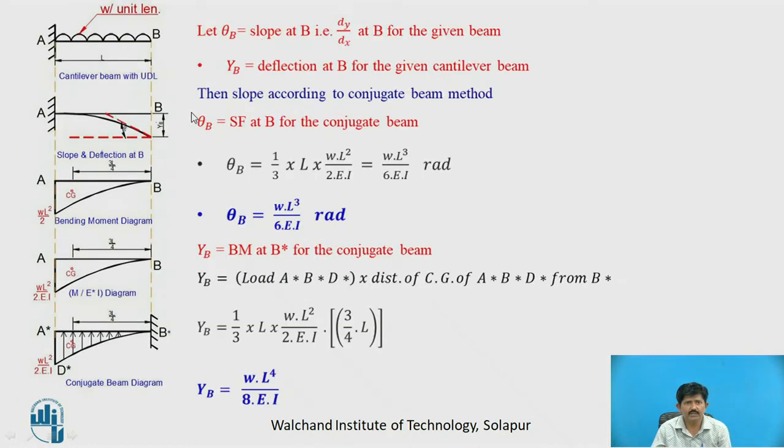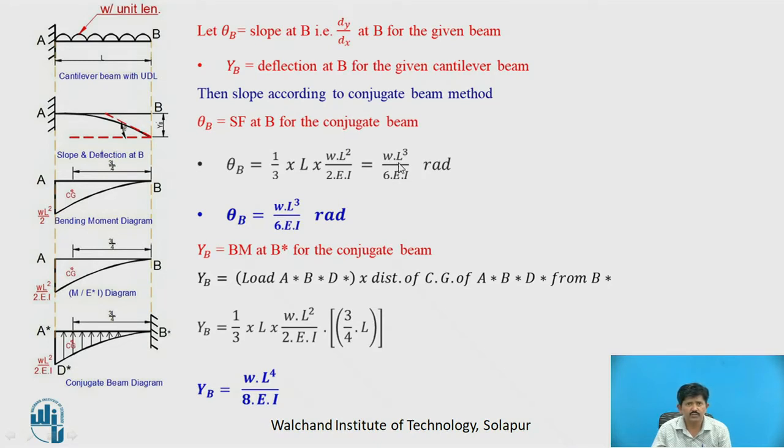Now let theta B be the slope at this point B and YB be the deflection at B for this given cantilever. So theta B will be equal to the shear force at this B star for the conjugate beam. So theta B will be equal to the shear force, which means the load of this portion. So the area of this loading diagram will be 1/3 base into height. So 1/3 base, which is L in total, into height, which is WL square upon 2 EI.